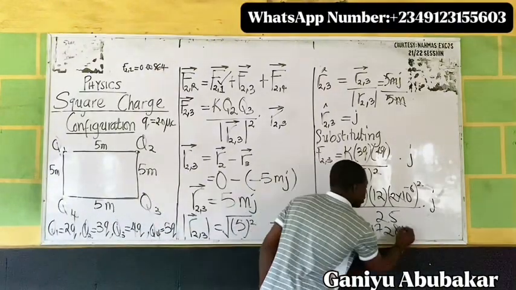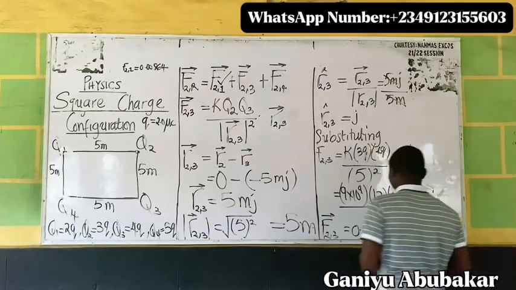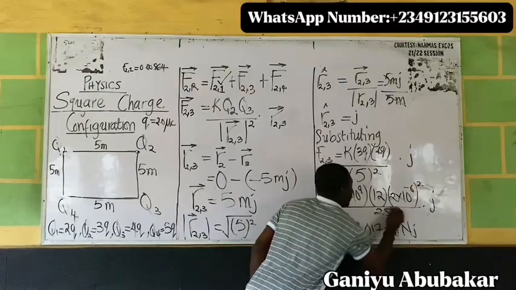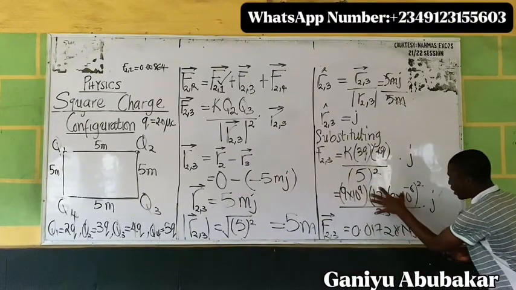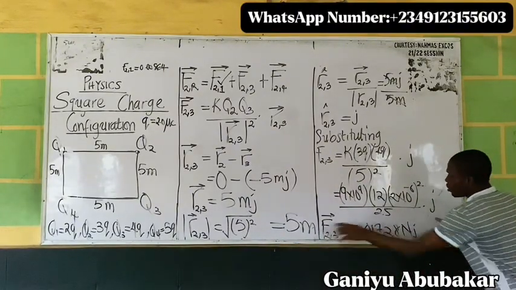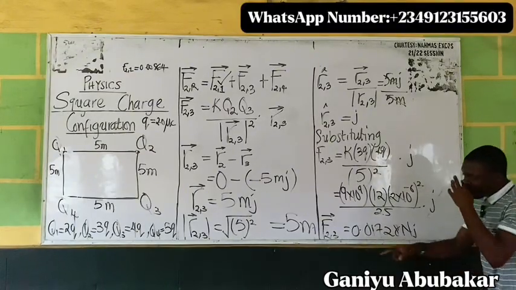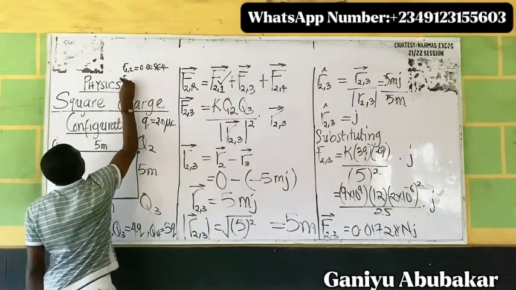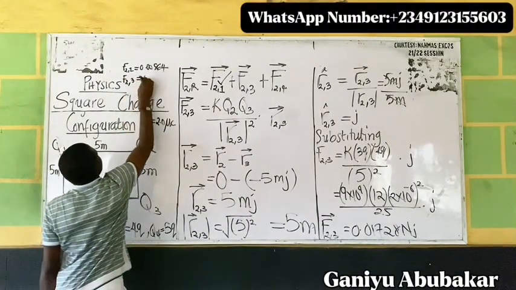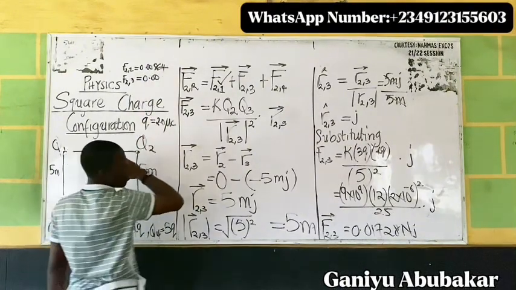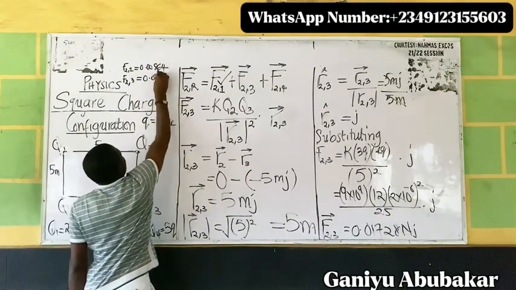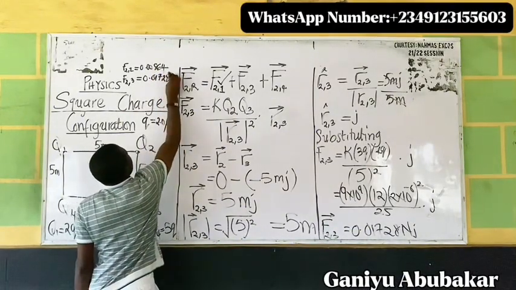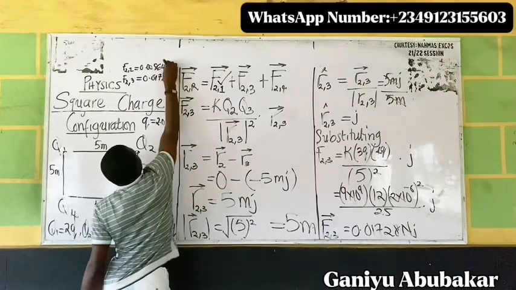That becomes Newton J. Punch everything here. Then force is in Newton. So the value of F23 is given as 0.01728 Newton J.